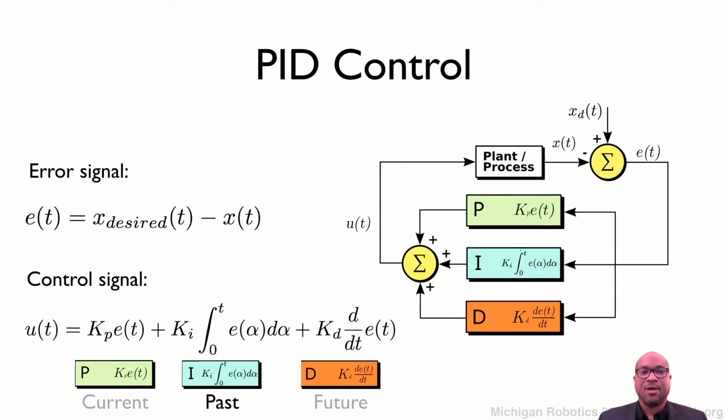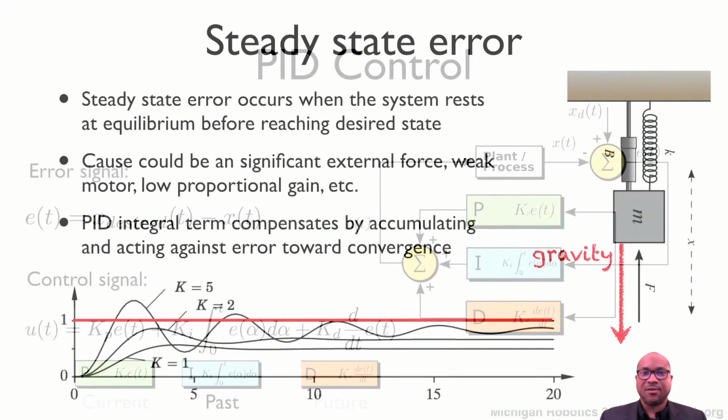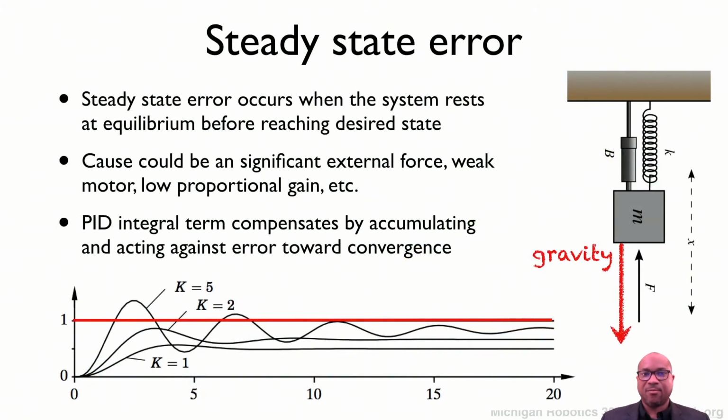the I term. And so the steady state error really occurs from equilibrium before reaching the desired state. And there are many different reasons why it could happen: external force, weak motor, low proportional gain, etc. And so the integral term is really there to counteract that steady state error and drive it to zero, even when this occurs.